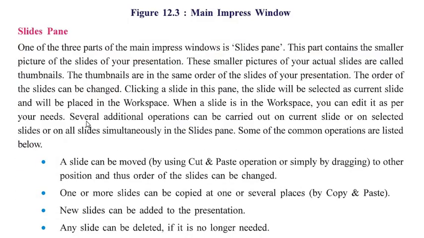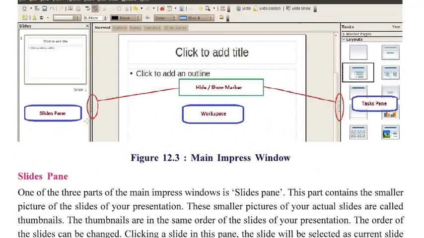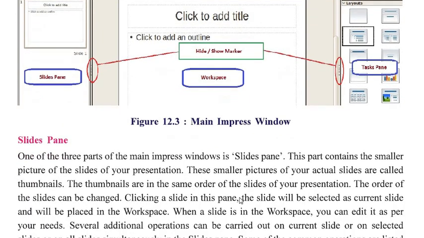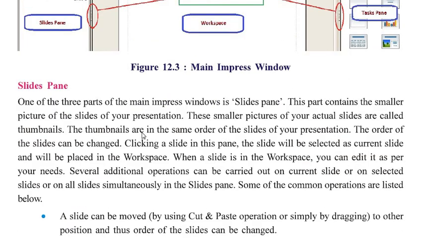Fine. Now slides pane. First we study about the slides pane. In slides pane, whatever slides you have created, it displays those slides in a miniature form. Here it's given that this part contains the smaller pictures of the slides of your presentation. Very simple. The smaller pictures of your actual slides are called thumbnails. The thumbnails are in the same order as the slides of your presentation. Obviously it will be in the same order. The order of the slides can be changed if you want to change.